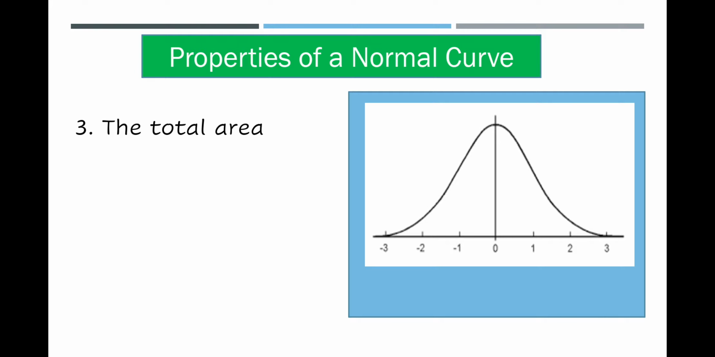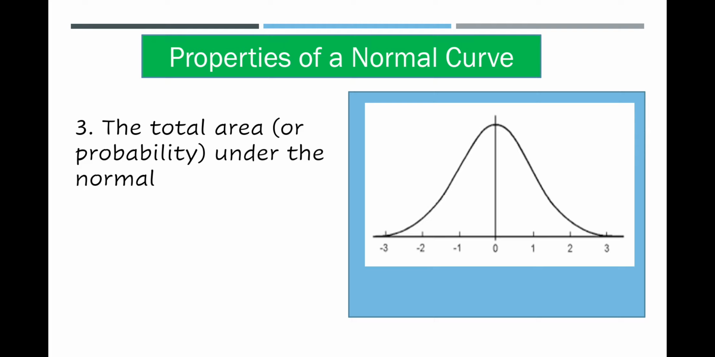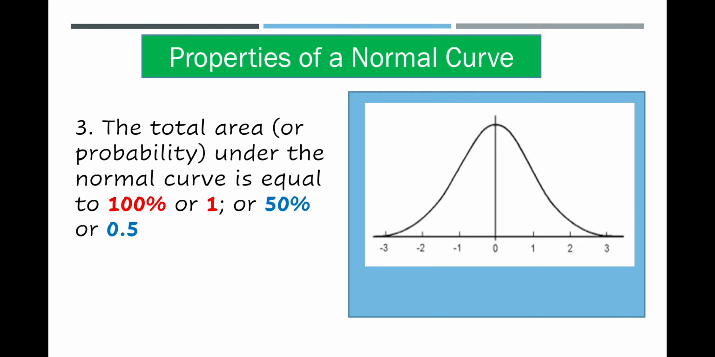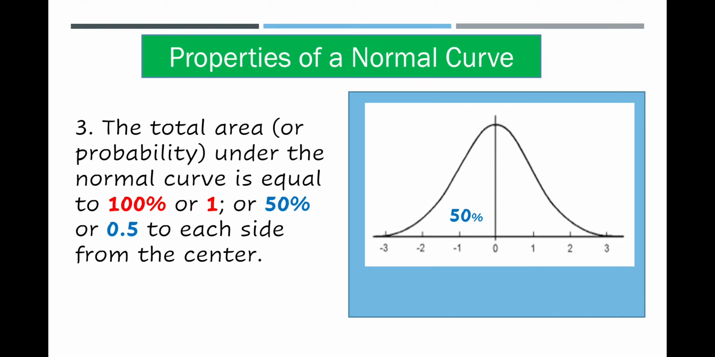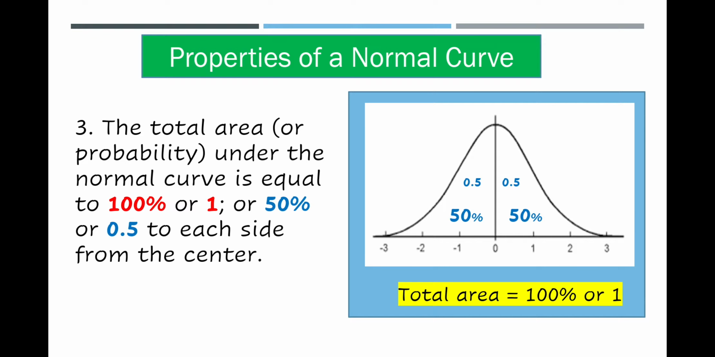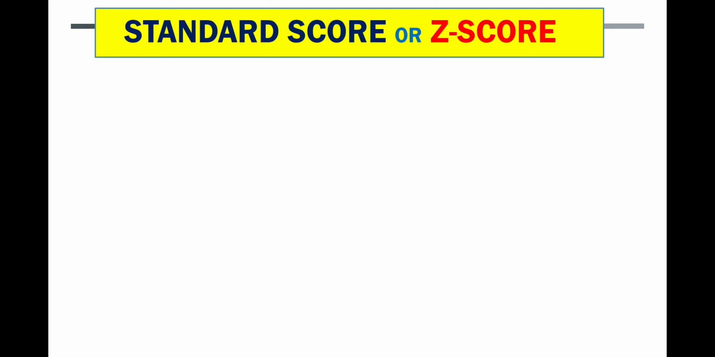Third property, the total area or probability under the normal curve is equal to 100% or 1, or 50% or 0.5 to each side from the center. So both sides are divided into 50%, or 0.5, with a total area of 100% or 1.